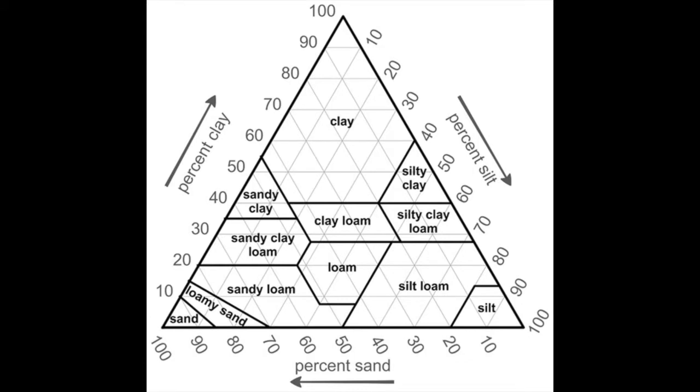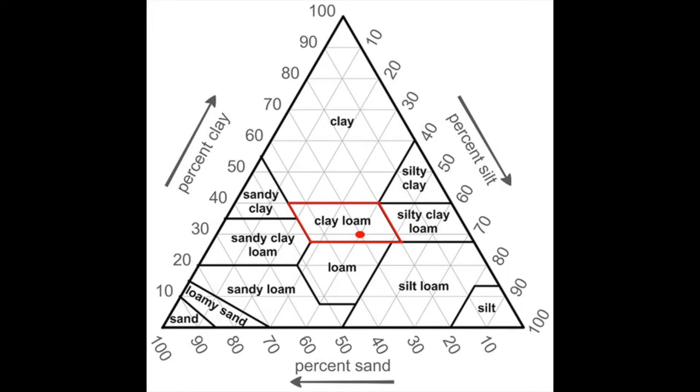This is the soil texture triangle. It's the tool that you'll use to figure out what type of soil texture you have. The way it works is you find the percentages of large sand particles, medium silt particles, and small clay particles in your soil. Then you follow the lines to see where the percentages intersect. Whatever zone on the triangle that your percentages intersect in is the type of soil texture that you have.